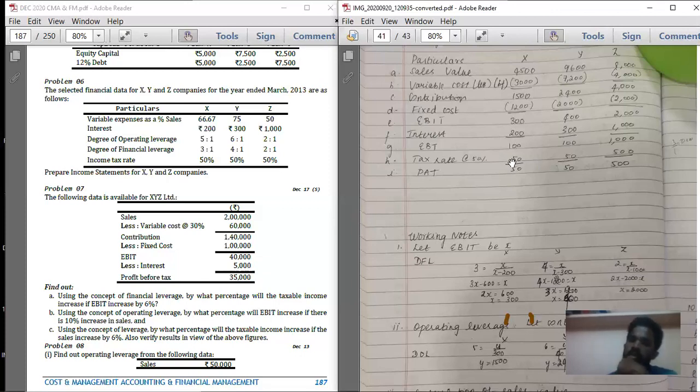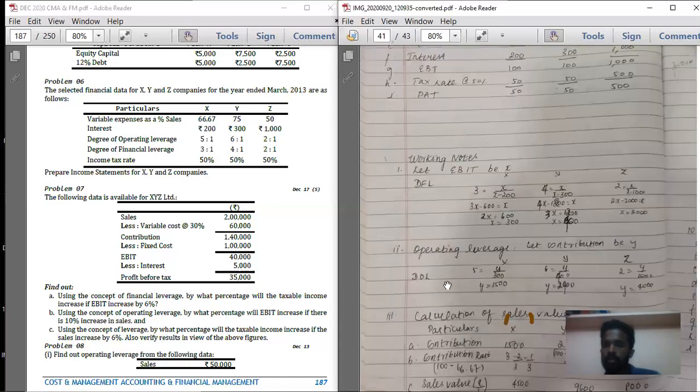Total it. In respect of profit after tax, for the X column, 100 minus 50, you are getting 50. For the Y column, 100 minus 50, profit after tax is 50. And the Z column, 1000 minus 500, profit after tax is 500. So we have calculated the lower part of the income statement using DFL. Now using DOL, we can easily find the upper part.